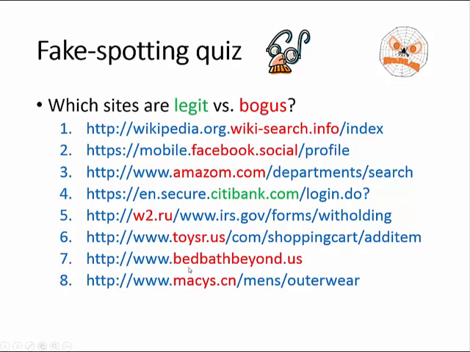bedbathbeyond.us. That seems to be okay. A couple red flags here though. One, the real Bed Bath & Beyond site is typically .com, not .us. The other thing is that Bed Bath & Beyond is their real name, not Bed Bath Beyond. Last one, Macy's.cn. Well, Macy's is definitely the right site domain for Macy's, but .cn is the country code for China.